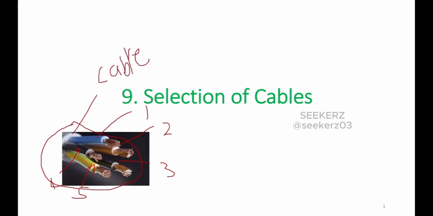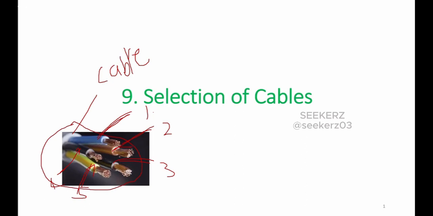We do not call these ones wires. And in this cable, individually we can find wires. So this is one wire. This is the first wire, this is the second wire, this is the third wire, fourth wire, fifth wire. Or we can tell this is first cable, second cable, third cable. Likewise, we can also use the name cable for a wire.